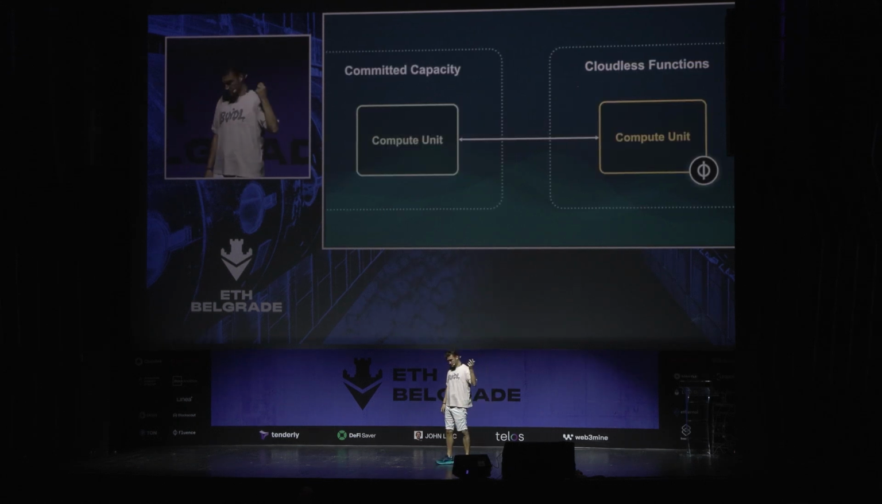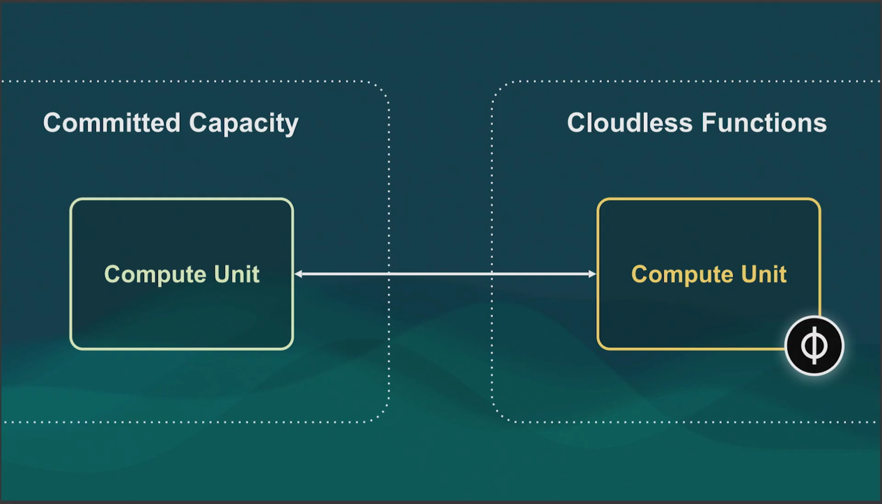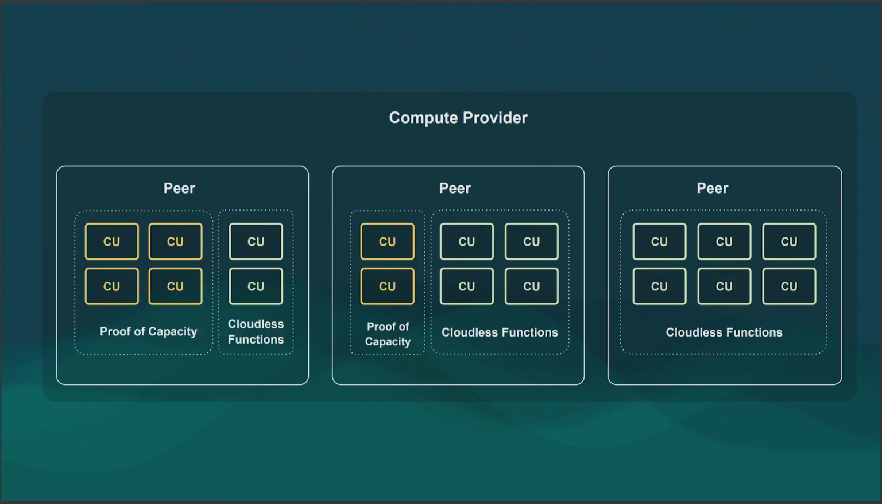Yeah, and as I said before, compute units can switch from calculating proof of capacity to serving developer workload, the cloudless functions. And that happens in a way that each server of the provider listens to the events from the blockchain, and when it receives a signal like, hey, please stop sending proofs for that compute unit and instead deploy those WebAssembly functions, those cloudless functions, to orchestrate them, the provider does exactly that.